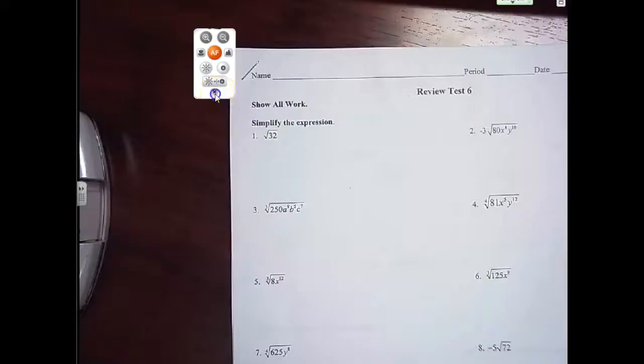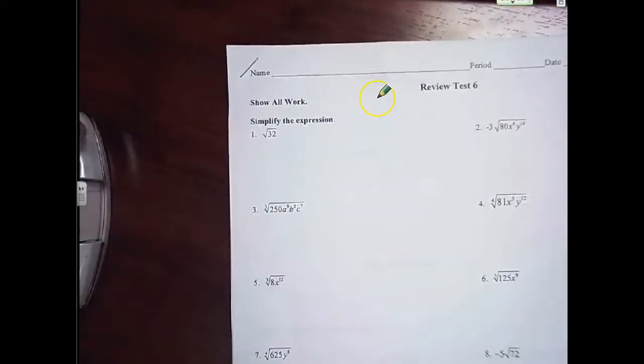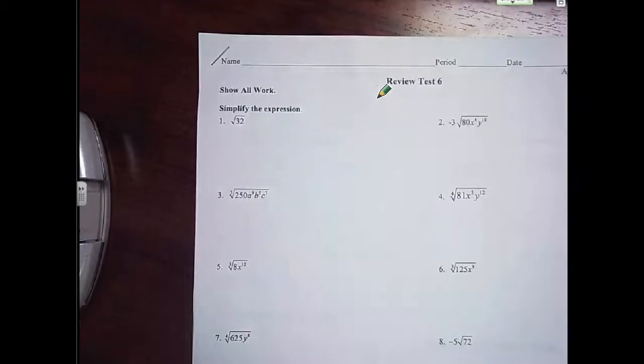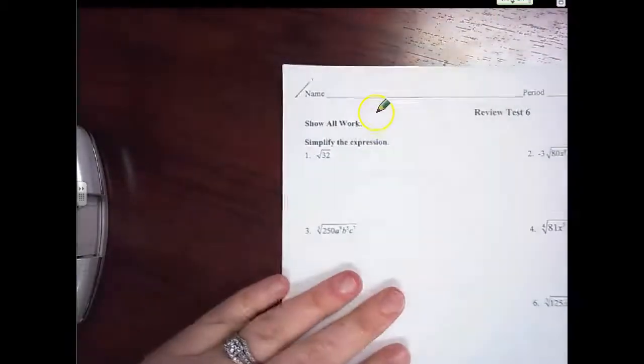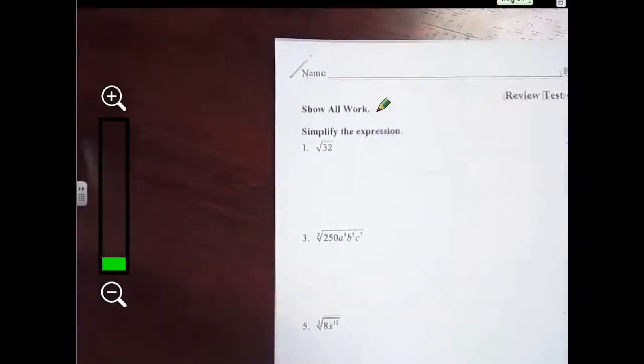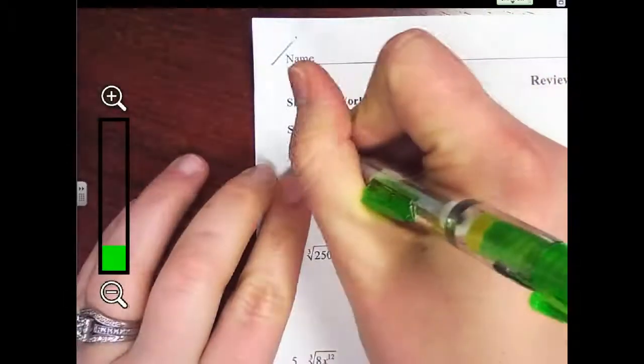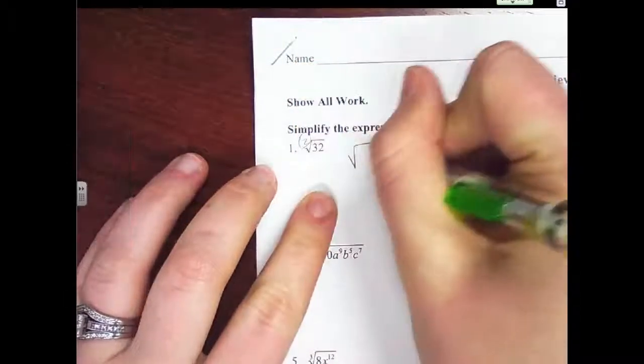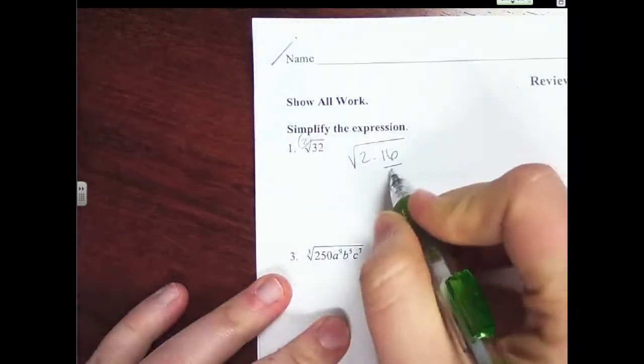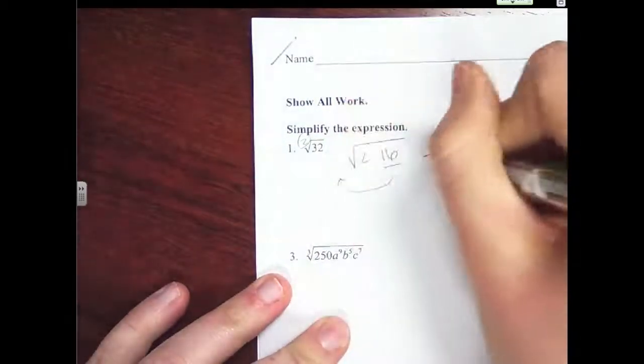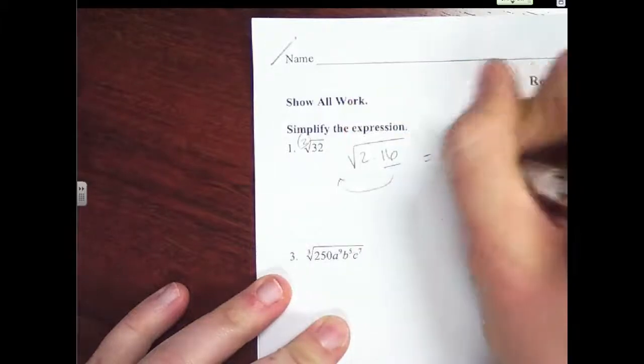All right, guys, so here is our test review for our last regular test. So simplifying radicals. Number 1, square root of 32. I'm doing square root, so I'm going to break that up into 2 times 16. Square root of 16 is 4, so that comes on the outside. 4 square root 2.